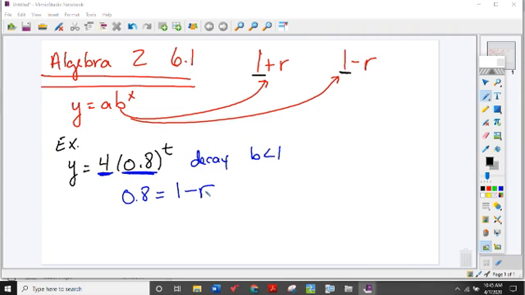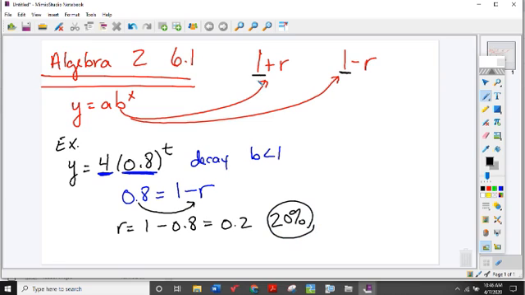So how do I find that? How do I find what r is? Well, I'm just going to take 1 and subtract 0.8, and that's going to give me 0.2. So that means the rate is 0.2, or 20%. So for both increase and decrease, you have to take what's inside the base and figure out if it's growth, you find r by 1 plus r. If it's decay, you find r by 1 minus r.